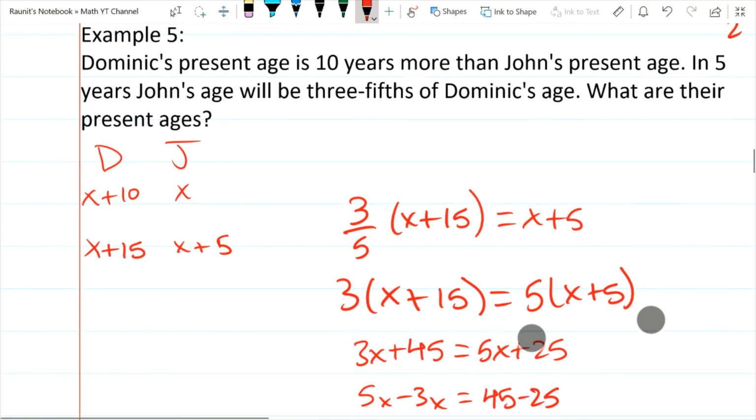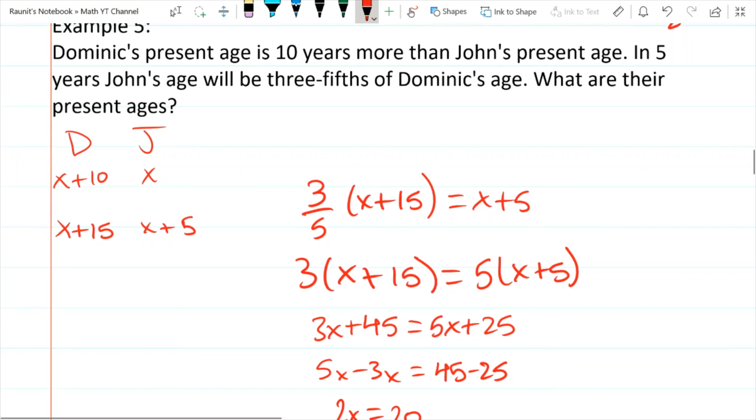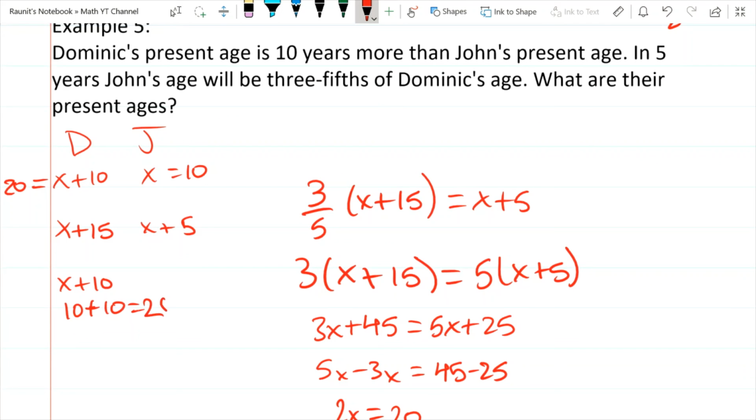And then Dominic, since J equals 10, this guy is equal to 20, since x plus 10 and x is 10, so then you get 10 plus 10 is equal to 20. Okay, and the addition right there should be simple enough.